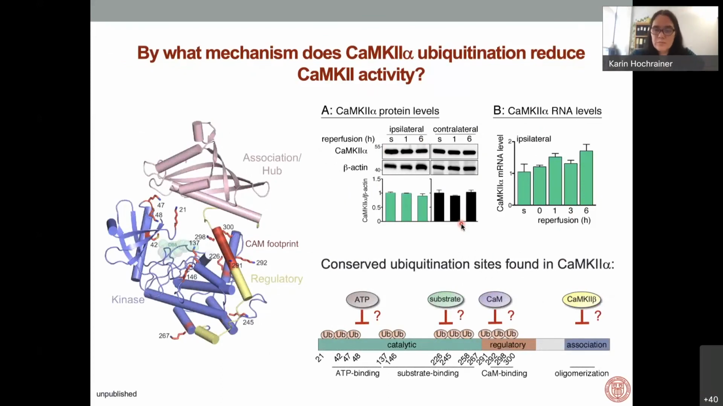So by mass spectrometry, we found that most of the ubiquitination sites are present in two domains of the CaM kinase, the catalytic and the regulatory domains. And these are very important domains that regulate CaM kinase activity by binding of calmodulin, ATP, and substrate to the enzyme. So we decided to look at that binding of these mediators of activity after stroke.